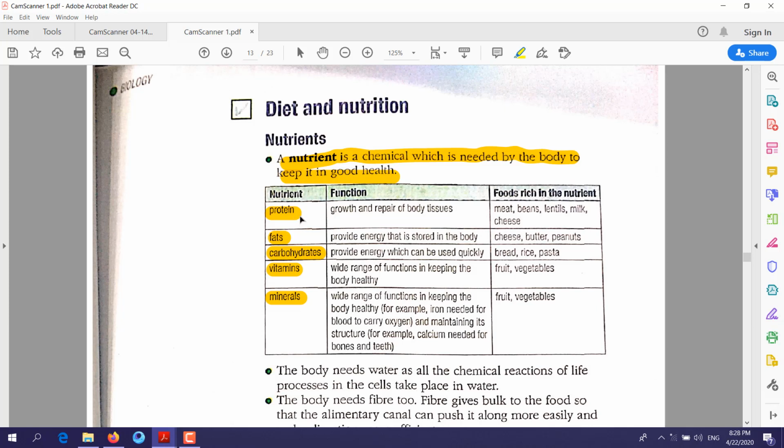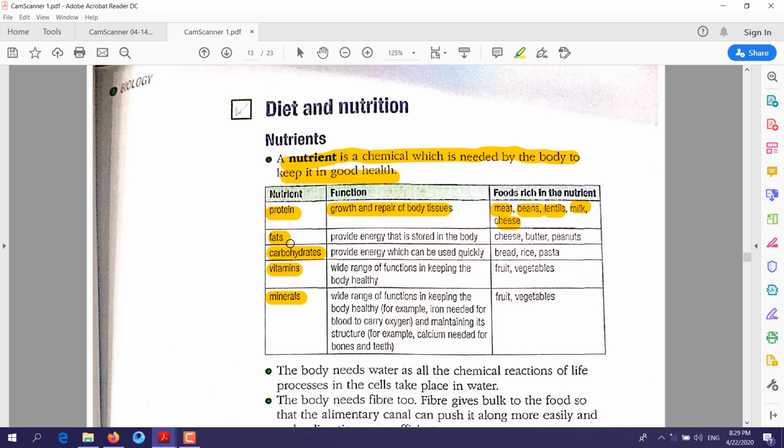Firstly, protein. Proteins are needed for growth, for making new cells, and for cell division. So, the function is growth and repair of body tissues. From where we can get proteins, we have many sources like meat, beans, lentils, milk, cheese. All of these are sources that we can get protein from.